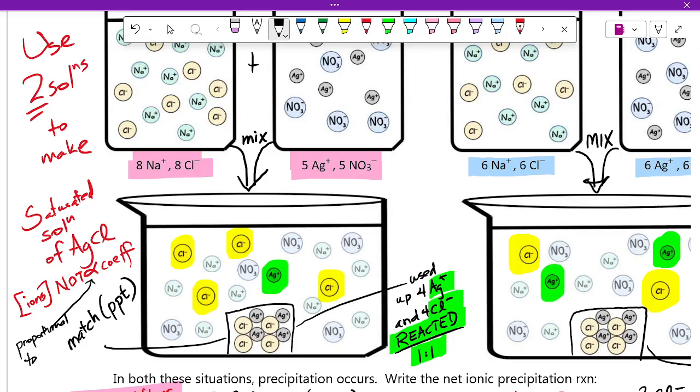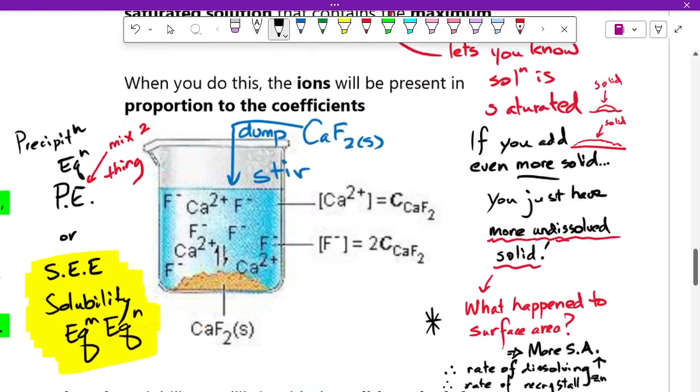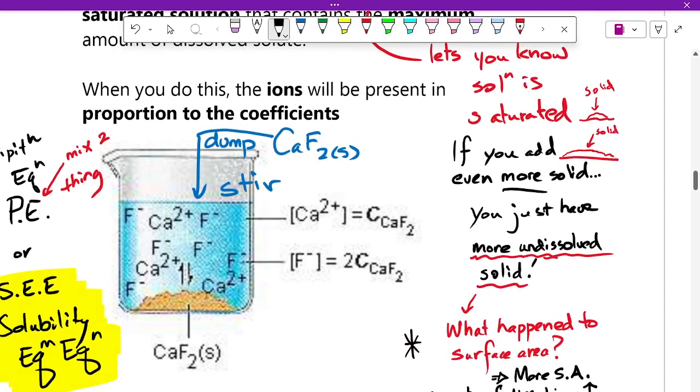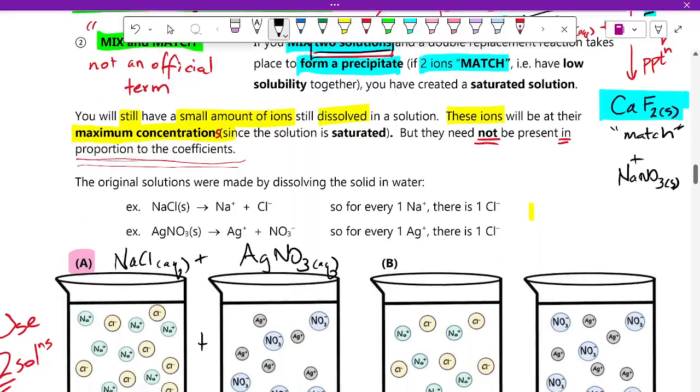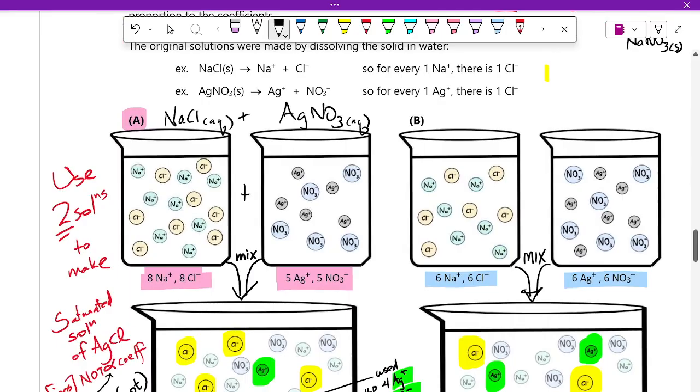So every time you encounter a math problem in this unit, you are going to have to decide, did we take some solid salt, dump it into solution and stir it, and did that make our solution? In that case, we do have ion concentrations proportional to the coefficients. Or did we mix and match two different substances, in which case the ion concentrations will not be proportional?